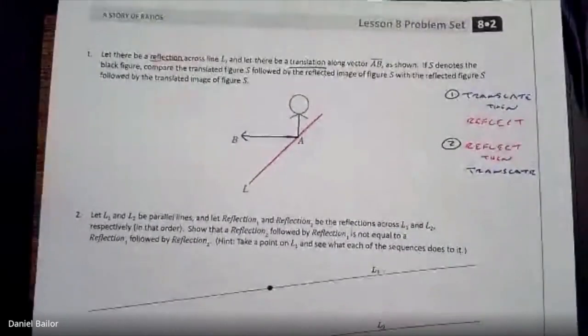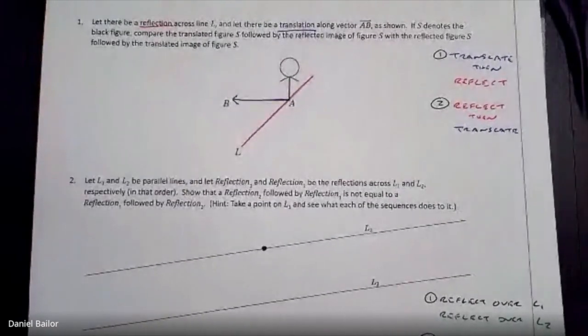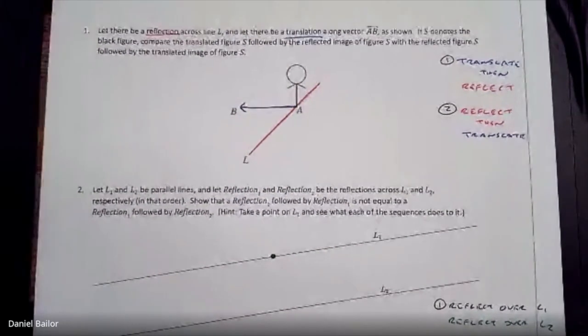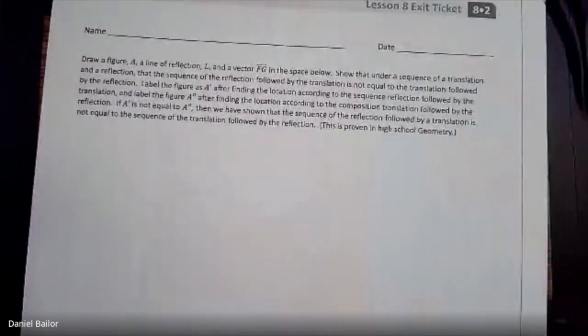And I will post my answers to number 1 and 2. I will do the work, and I will post my answers. You can check my answers following the Google Classroom link, and you can see how your work compares. After you check your work on the problem set, you are ready to work on the exit ticket.